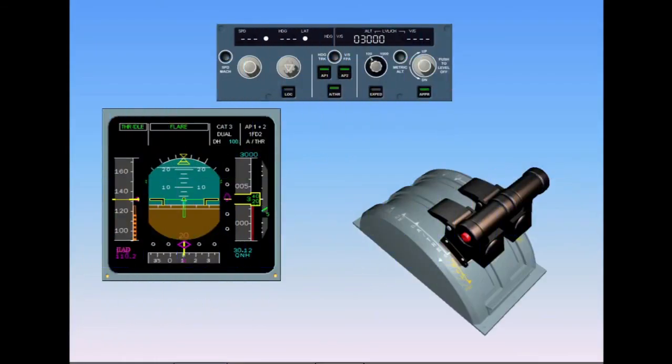When the thrust levers are set to idle, the autothrottle system is automatically disengaged. On the FMA, autothrottle white is extinguished. The FMA autothrottle column is blank, and on the flight control unit, the autothrottle push button is now extinguished.